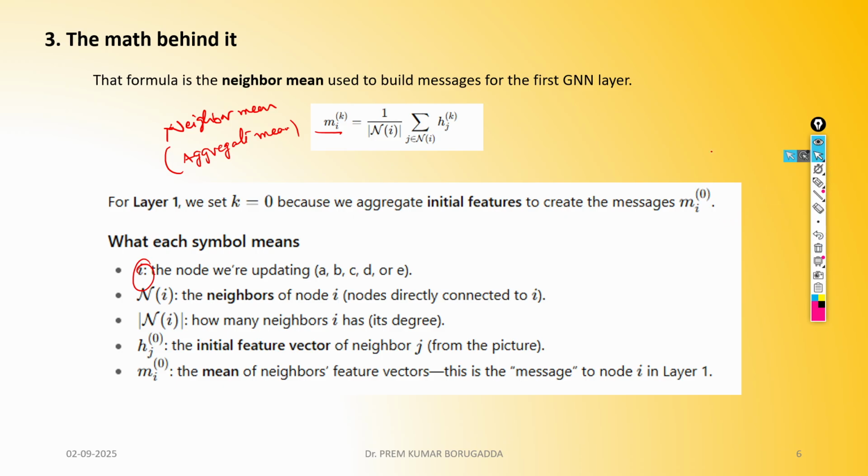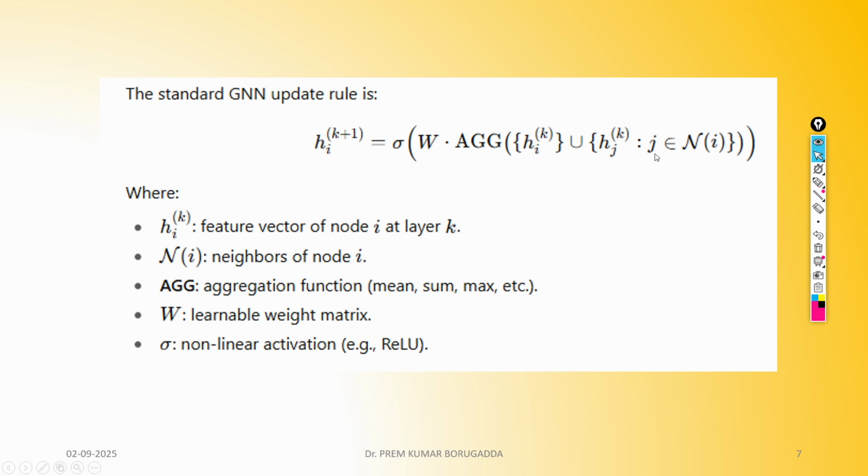Next, how are we going to update each node? This is the formula. This is the standard GNN update rule. So h_i of k plus 1. What does k mean here? h_i of k means the feature vector of node i at layer k.